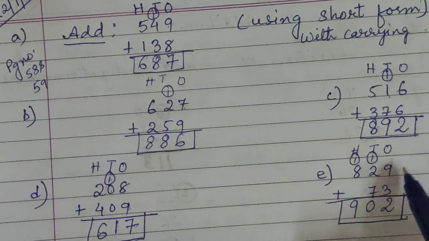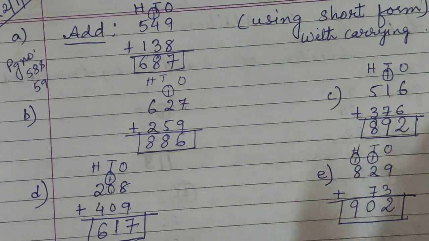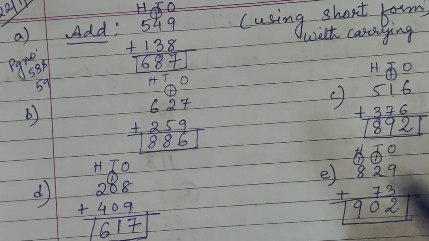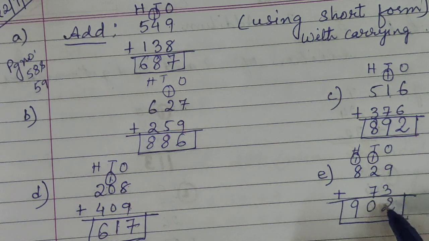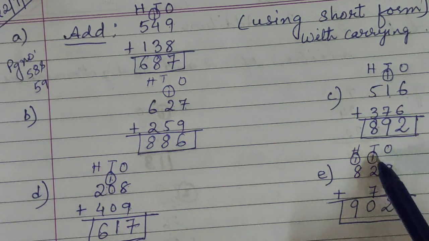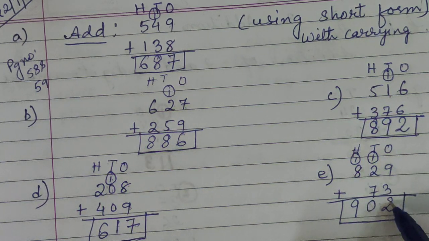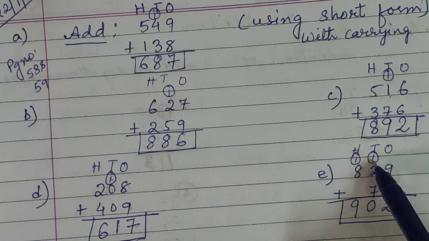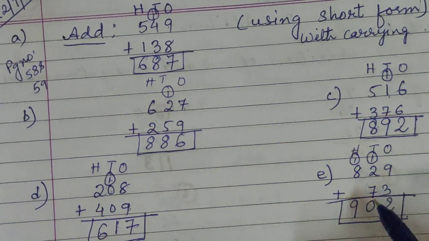Carrying means a double digit is coming. When you have to start the addition of 3 digits or 2 digits, always start from the right side, then only the left side. Right side means from ones you have to start. So whatever double digit is coming, we cannot put it here. So 1 you have to carry, another 1 you have to put. That means the right side number you put down and the left side number you carry. So these are the carrying. We are carrying the numbers.